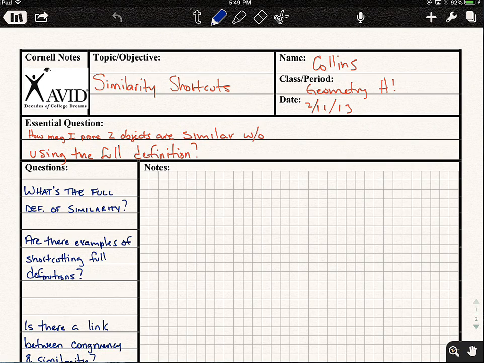All right, guys. The time has come to talk a little similarity shortcut. So here we go. Of course, pause the video, get all this down that you want.